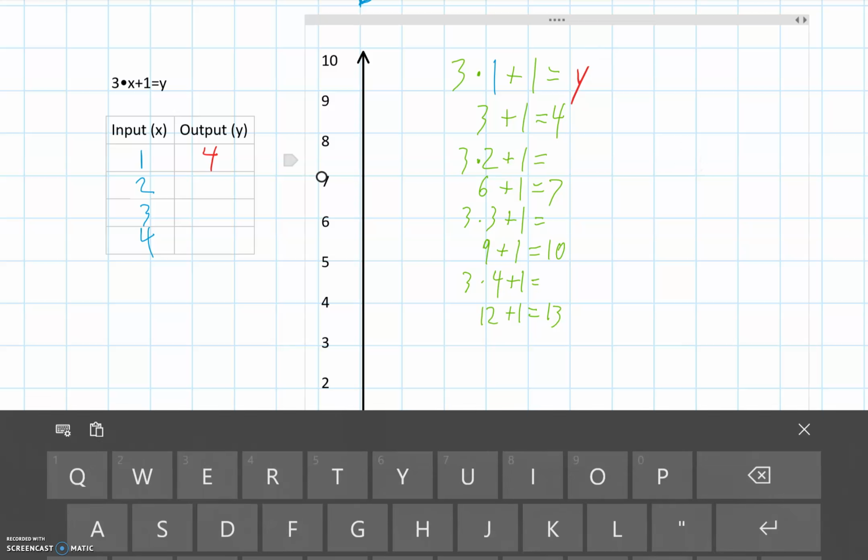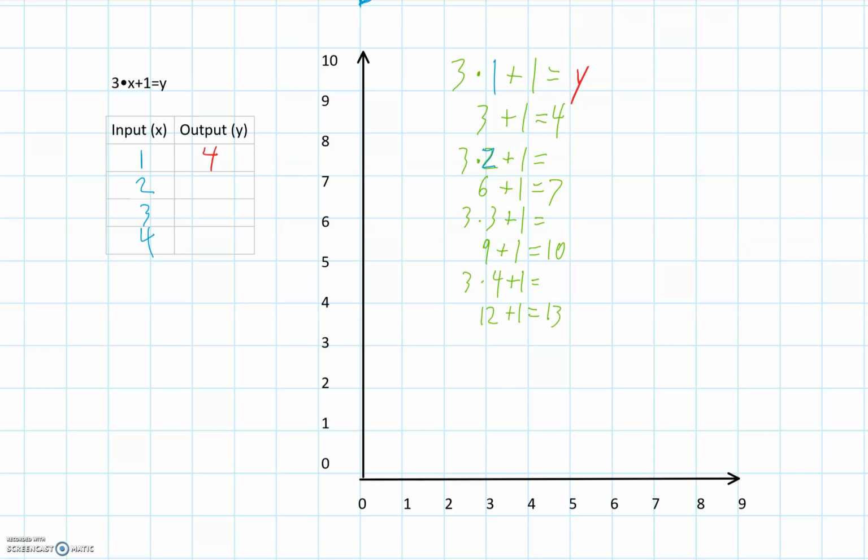So just so we're all clear, this is from the input, this is from the input, this is from the input. 1, 2, 3, 4. And our outputs are 4, 7, 10, 13. Okay, so let's just move all that to the side here.